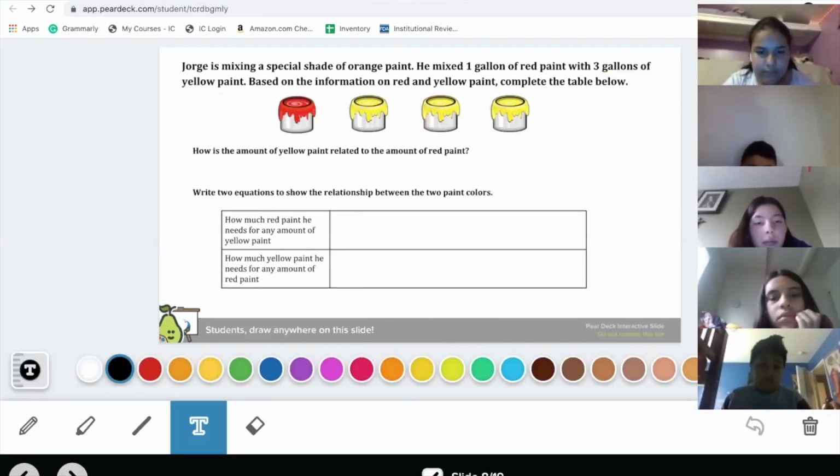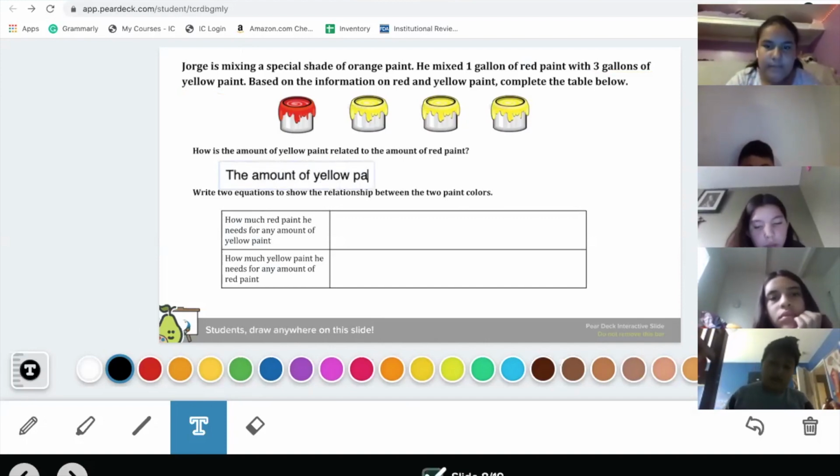We're going to say how is the amount of yellow paint related to the amount of red paint? We set it in the table before. The amount of yellow paint is, and then we have to talk about the red paint times something. So Angel, what are you going to help me finish the sentence with? The amount of yellow paint is.